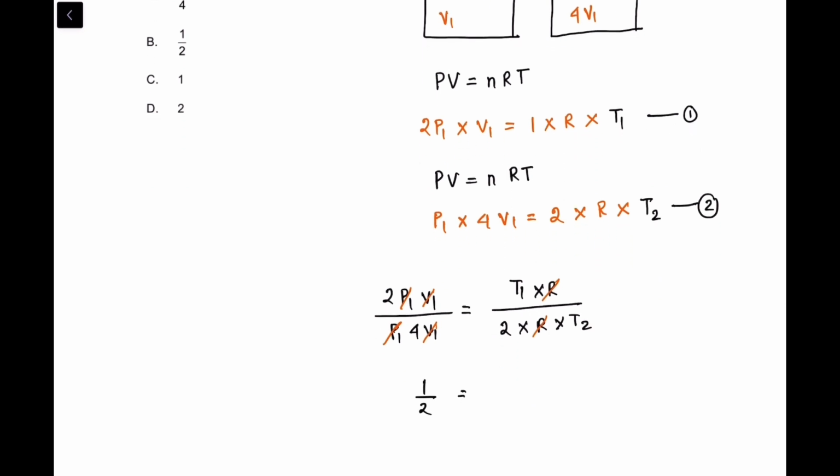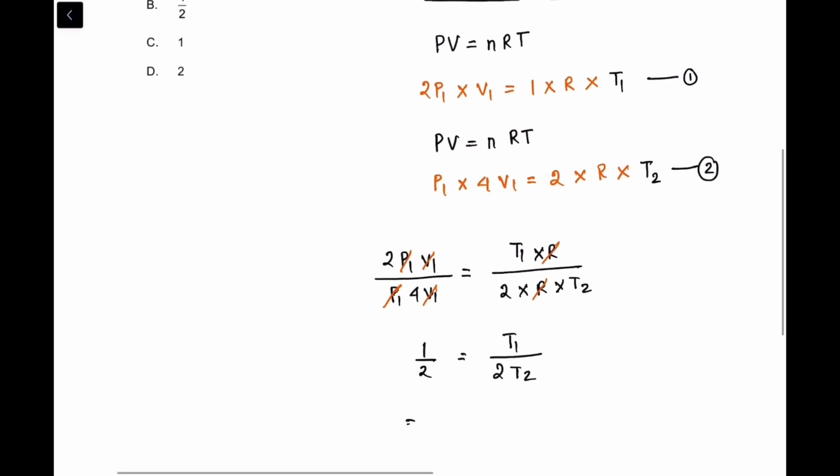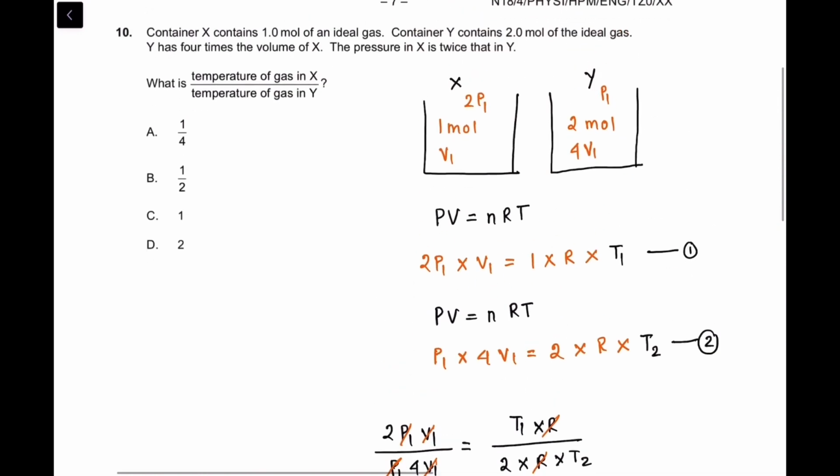So this is equal to how much? T1 by twice of T2, right? So from here we get that T1 is equal to T2. So that means the temperature of the gas X is equal to the temperature of the gas Y. So that means the ratio would be option C, 1. So this is the answer to question number 10.